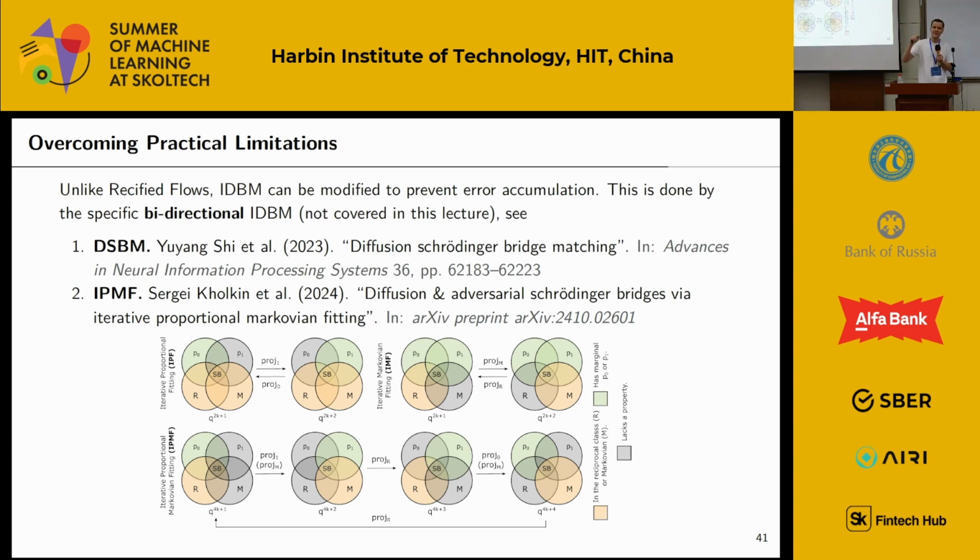So in the case of diffusion bridges, unlike rectified flows, you can do this procedure in practice for any time horizon. You will not accumulate the error, but you need to make certain modifications. I will not discuss them during the lecture. If you are interested, take a look at these two papers.